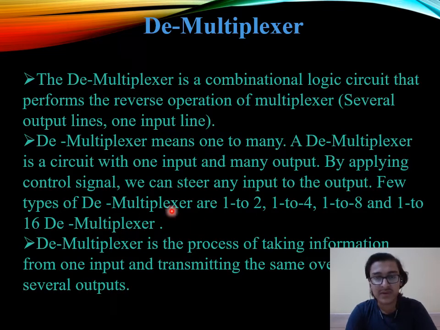These are the types of demultiplexer: 1 to 2, 1 to 4, 1 to 8, and 1 to 16 demultiplexer. Just like we have in multiplexer. In this, 1 is input and 2 is output. In this, 1 is input and 4 is output. Demultiplexer is the process of taking information from one input and transmitting the same over to several outputs.